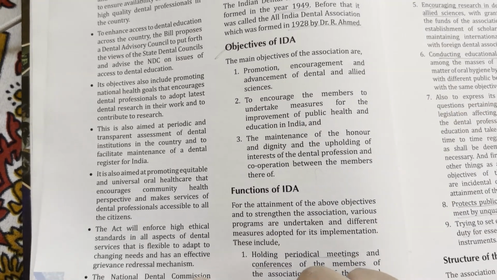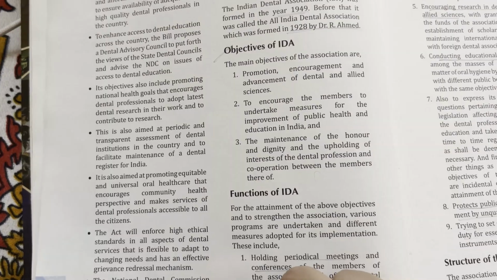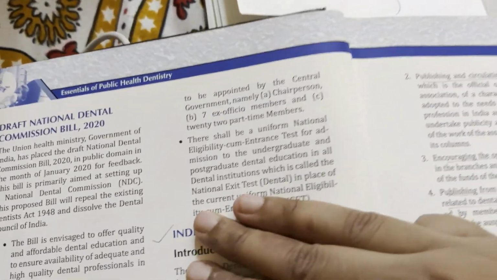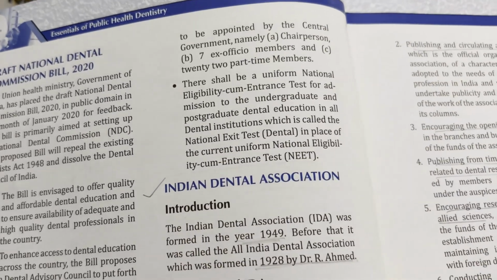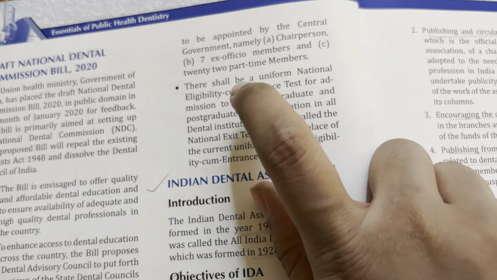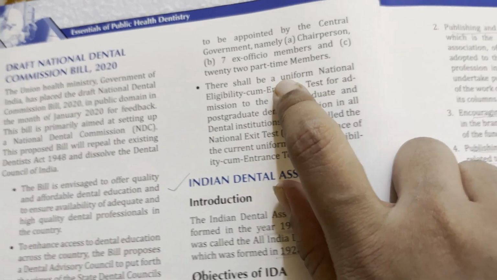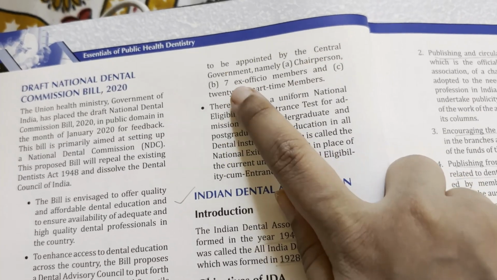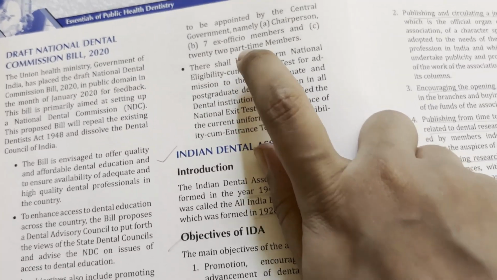The seventh objective is the structure of the National Dental Commission. There are three things you should remember. The first is the chairman, the second is 7 ex-officio members, and the third is 22 part-time members. So you can remember it as 1 plus 7 plus 22. This is the structure of NDC.